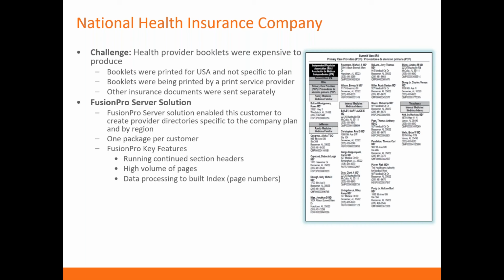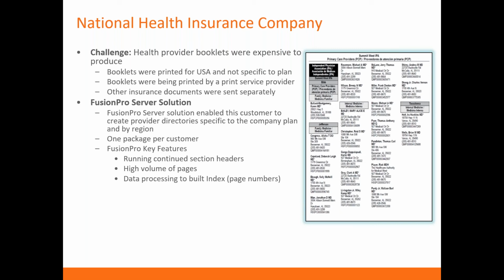So once again, Fusion Pro Server was installed. It enabled this customer to create provider directories that were specific to a company plan and then by region, which drastically reduced the printing cost because the books were much, much smaller than the original package booklet. It also allowed them to send one package per customer, meaning, the mailing, right? So they take this document, they stick it into an envelope, and then put in anything else that needed to join it, in one mailing.